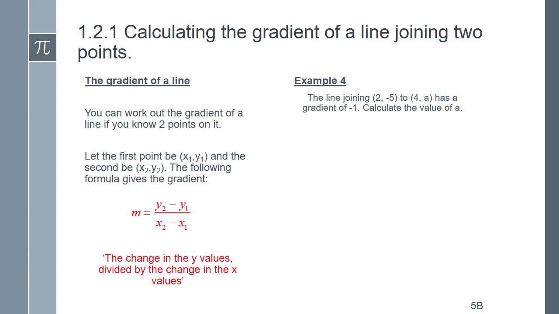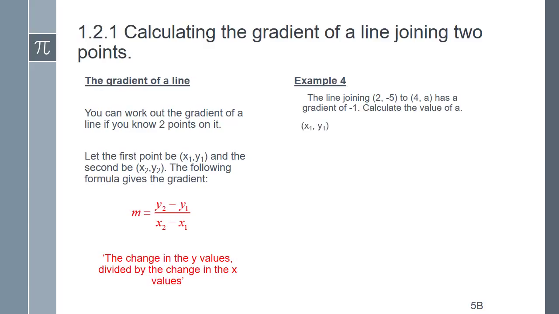We can also sometimes have to find a point that gives us the gradient that we want. So here's an example. The line joining 2, minus 5 and 4, a. In this case, this line has a gradient of minus 1, and we have to find out what a is to actually give us that required gradient. Our method's exactly the same.